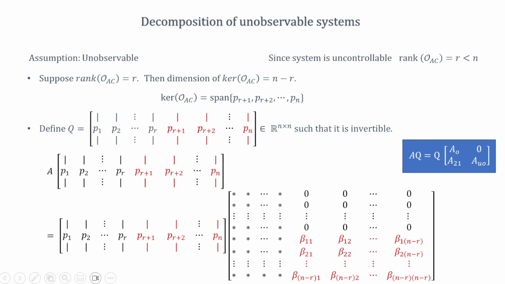This gives us a nice looking matrix of the form AQ equal to Q of this, and here you see this A hat matrix will be this now. Therefore, if I go ahead and use a matrix of this form where the last n minus r columns are nothing but the basis vectors of kernel of OAC, Q inverse of AQ comes out to be in this nice block lower triangular form.